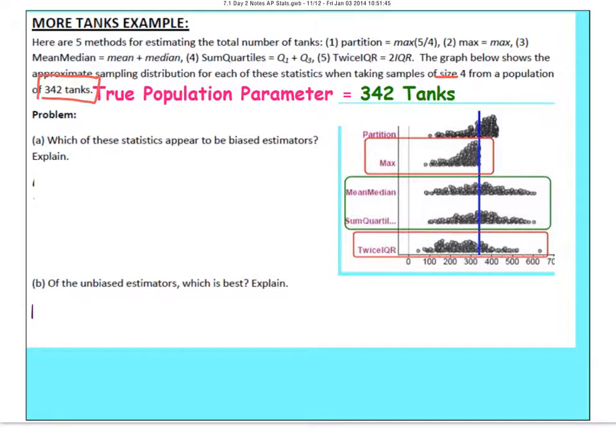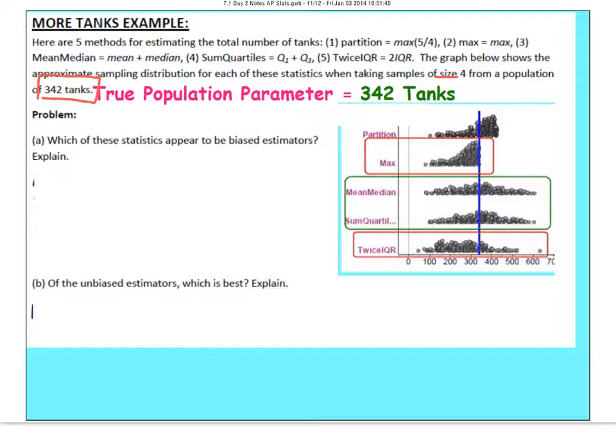So part A, which of these statistics appear to be biased estimators? If you take a look at this, you would first want to look at twice the IQR. If you take all of these possible outcomes and you find their average, the mean on this is maybe going to be somewhere in here, which does deviate from the true one. The quartiles and the mean and the median, if you average out all of the dots on their sampling distribution, they're going to be pretty close to the true population. So these two in the green box are pretty accurate.